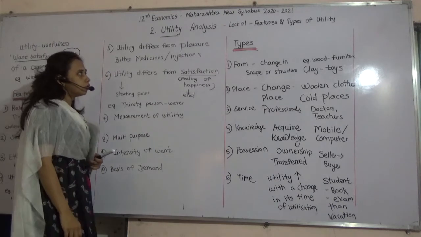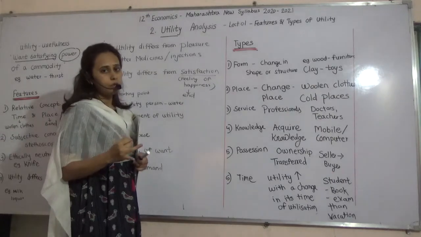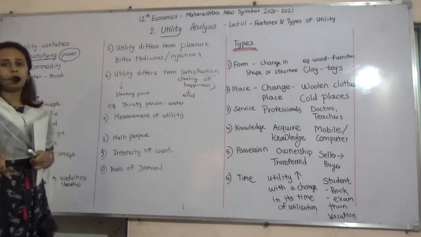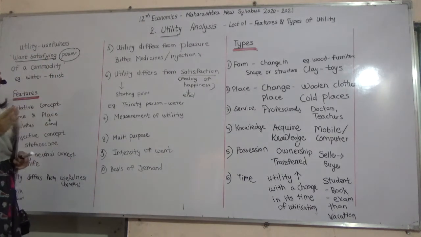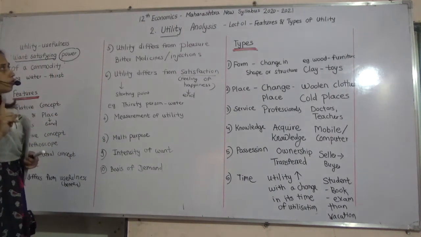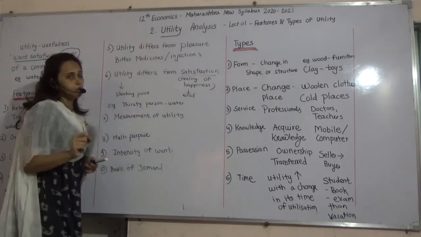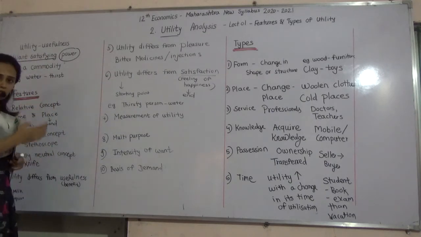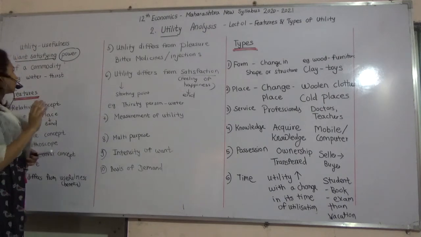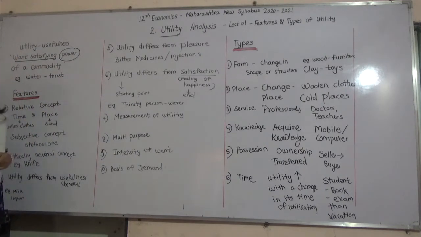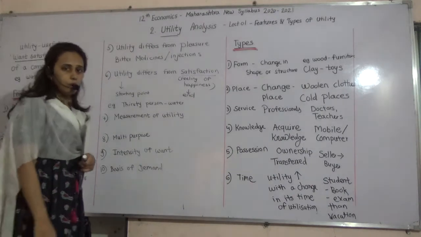Students, we have to deal with different features of utility, types of utility. Then we have to study the law of diminishing marginal utility. All these concepts you have to study. For that purpose, understand this term utility. One by one, I will explain the features. You will understand what exactly utility means. See, the question is: define utility and what are the features of utility.